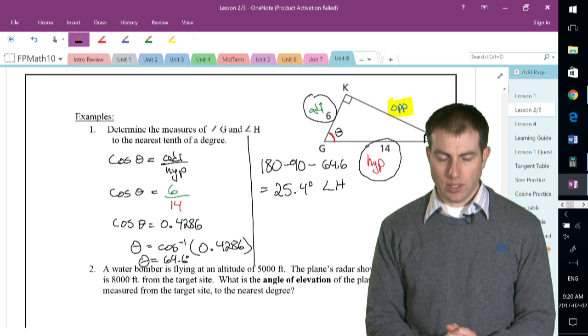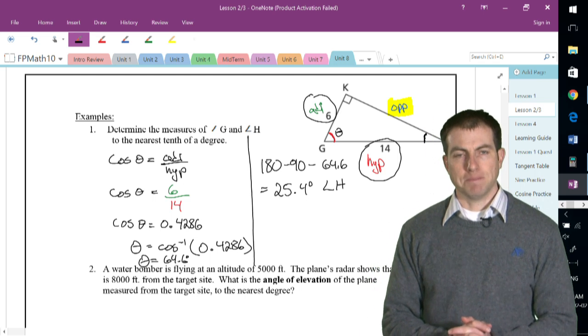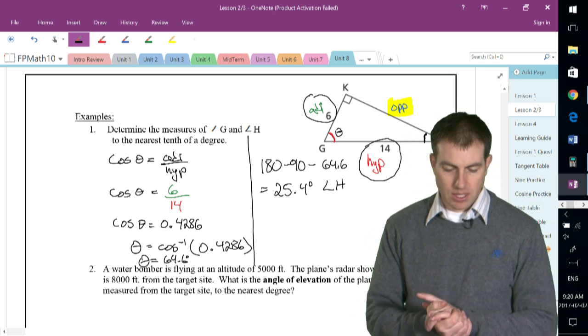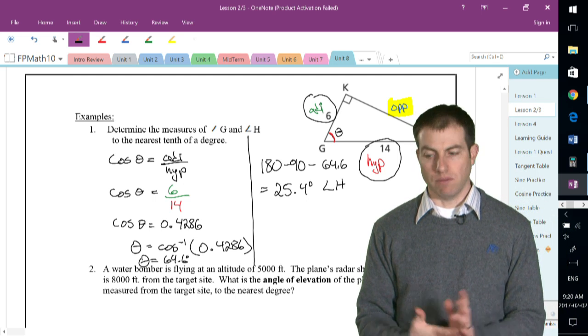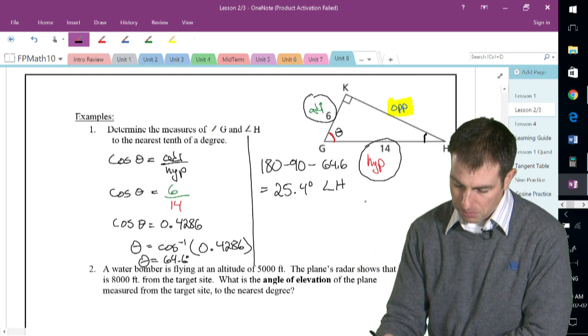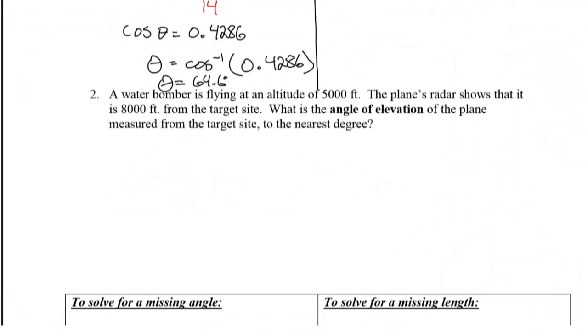Number 2, a water bomber is flying at an altitude of 5,000 feet. The plane's radar shows it is 8,000 feet from its target site. What is the angle of elevation of the plane measured from the target site to the nearest degree? The angle of elevation and angle of depression are two vocab terms associated with math. Angle of elevation is looking up. Angle of depression is looking down.